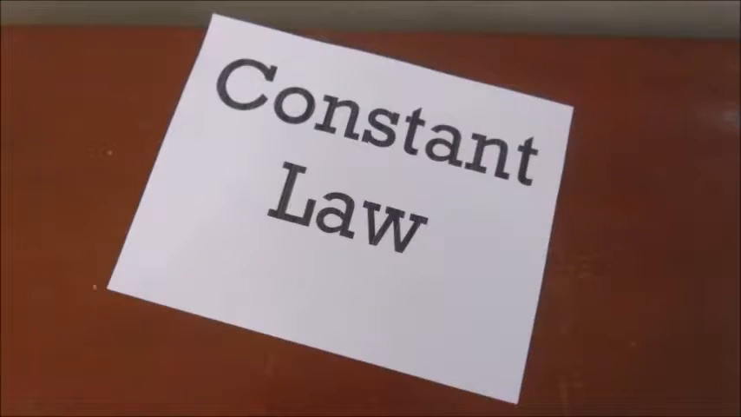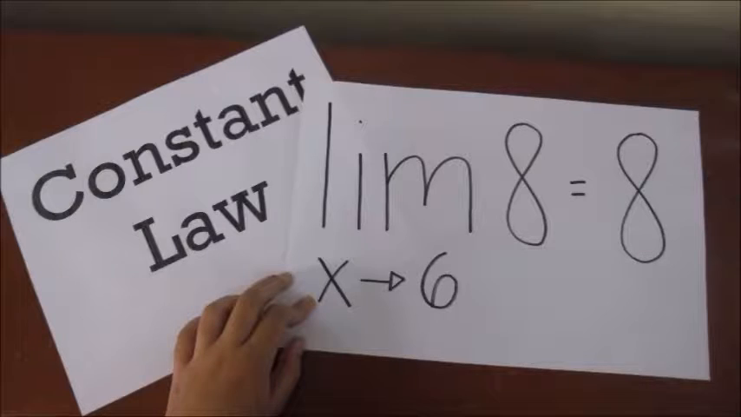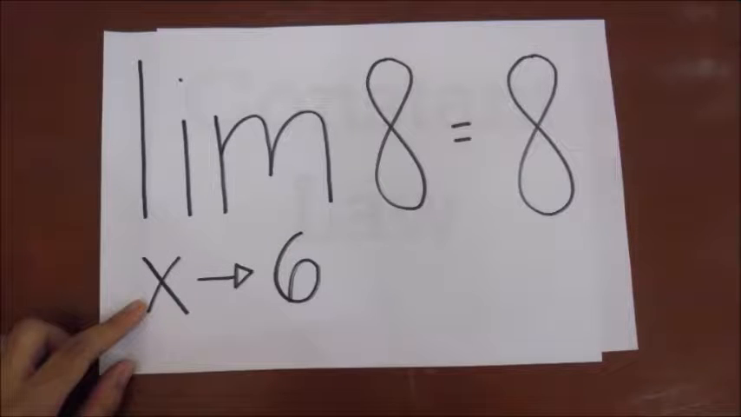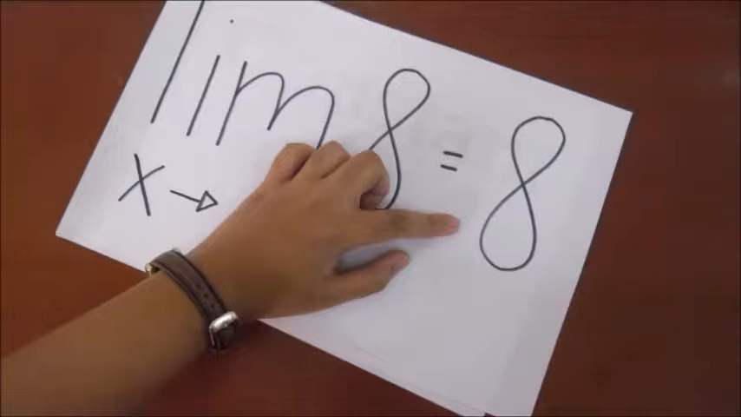Constant law. This law deals with constant functions. Since y is always equal to k, it doesn't matter what x approaches. Example 1. The limit of 8 as x approaches 6 is equal to 8. So, using the constant law, since it doesn't matter what x approaches, the answer is 8.